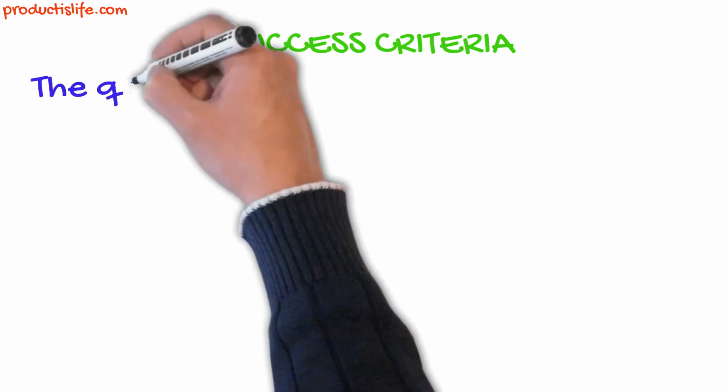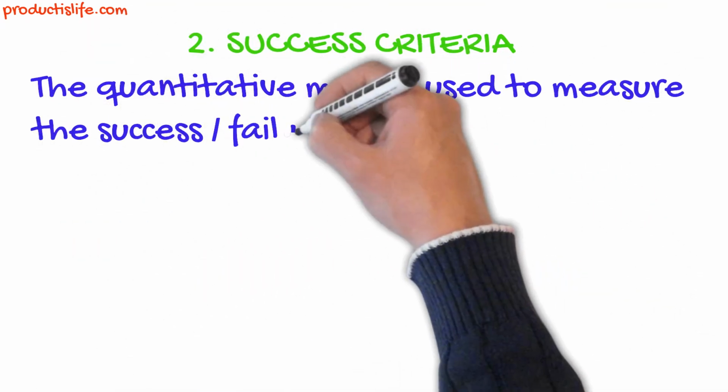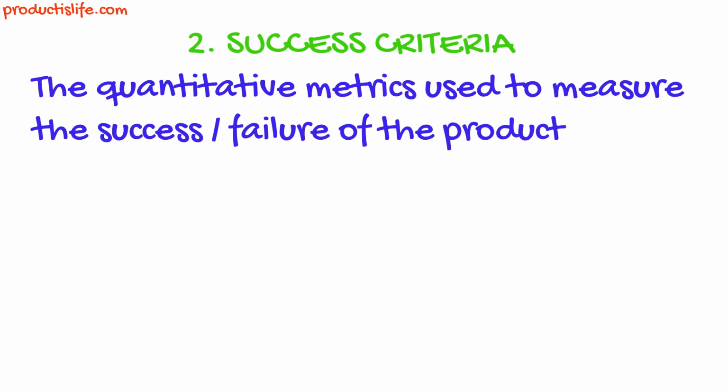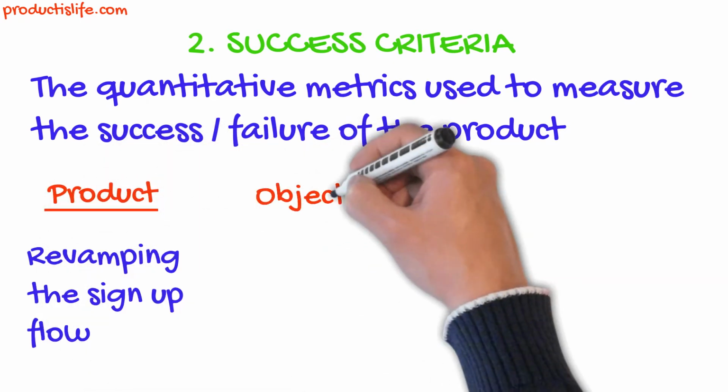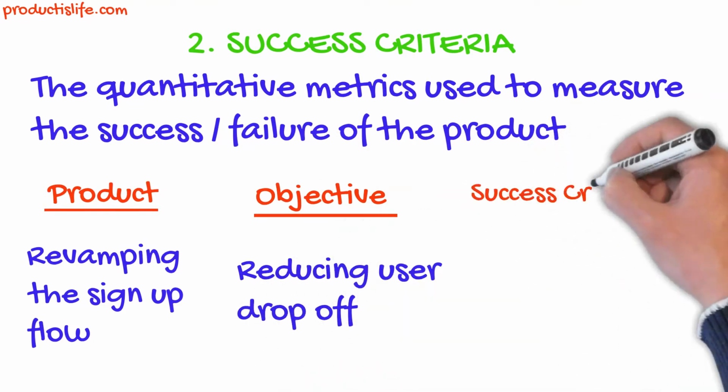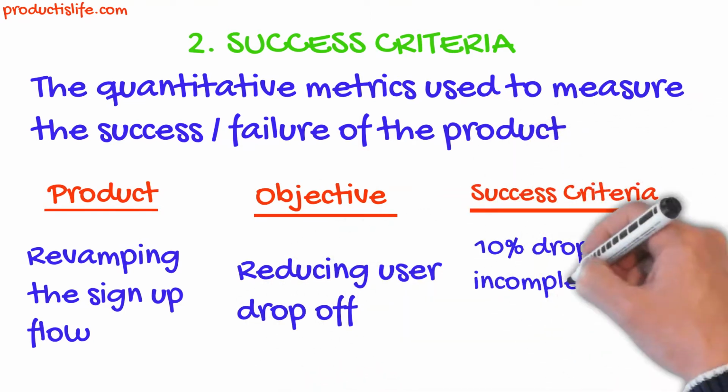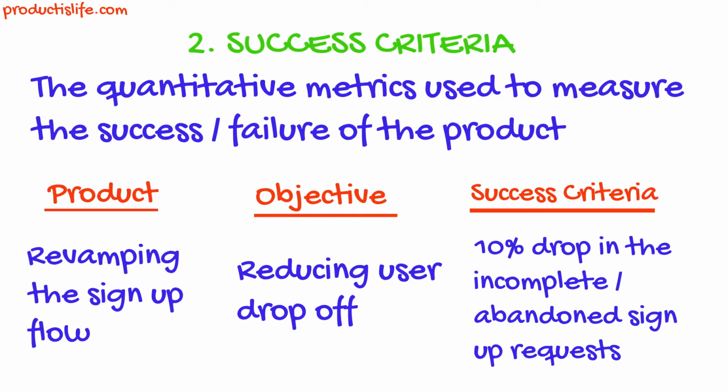Success criteria. Success criteria lists down the quantitative metrics which should be used to measure the success or failure of the product once it is launched. Try to be as specific here as possible and leave nothing open to interpretation. For example, if you are revamping your sign-up flow with the objective of reducing your user drop-off, then your success criteria can be, let's say, a 10% drop in the incomplete or abandoned sign-up requests. You can define multiple metrics as your success criteria as long as your system has the capability to properly measure the same.